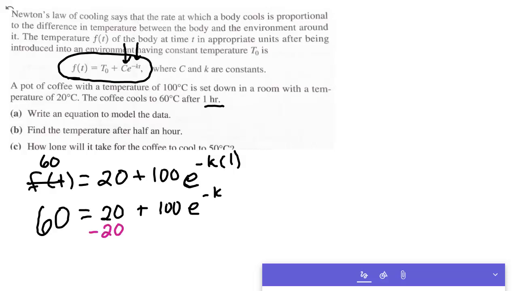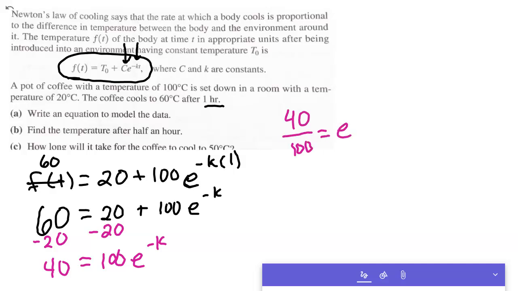So, just start cranking it out here. You'd subtract 20, so we want to get that k by itself. So you'd have 40 equals 100 e to the negative k. You'd have to divide by 100. So 0.4 equals e to the negative k.